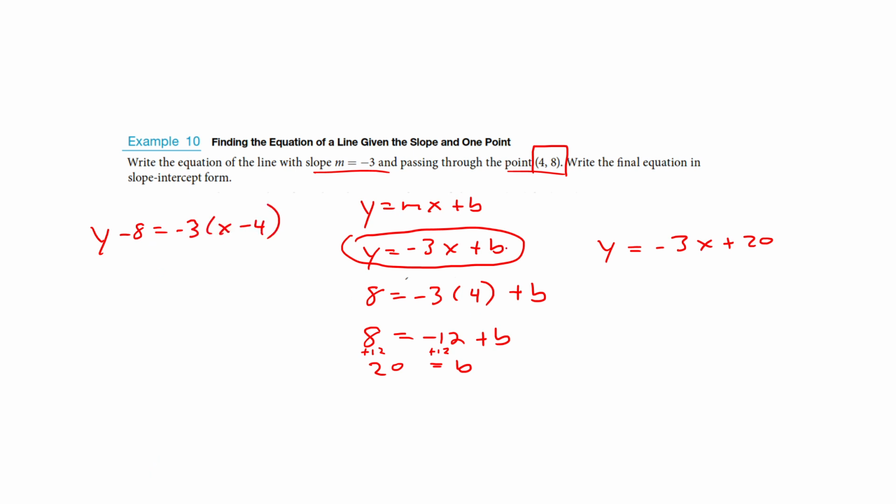Now, I recommend students do this, but I'll just show you. I'm going to distribute that. Okay, so now I'm going to add the 8 to the other side. We get the same thing. So take your pick. If you're comfortable with this, you see where it's derived from, and it is faster, but this is what students feel most comfortable with because they're pretty comfortable with that slope-intercept form.